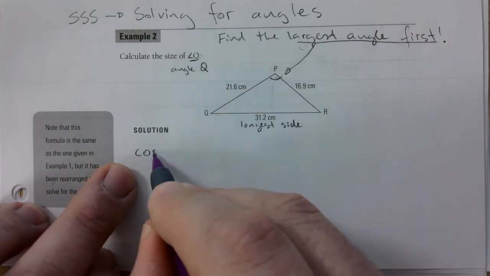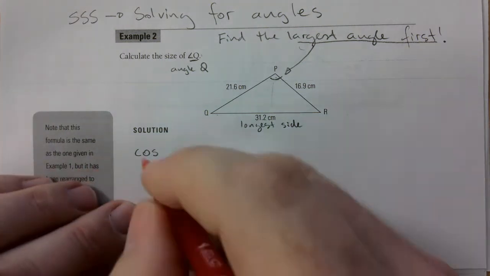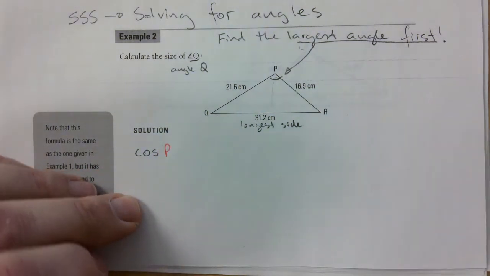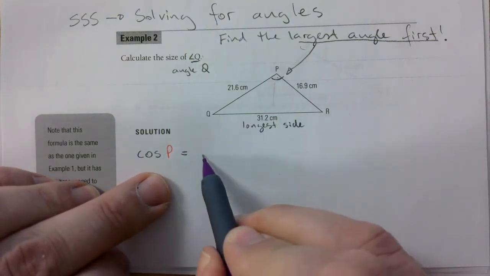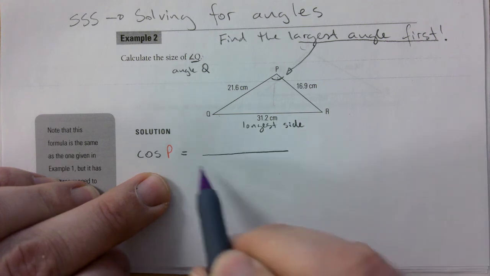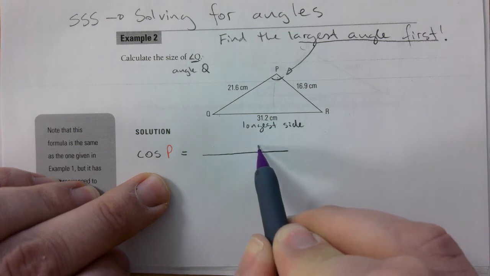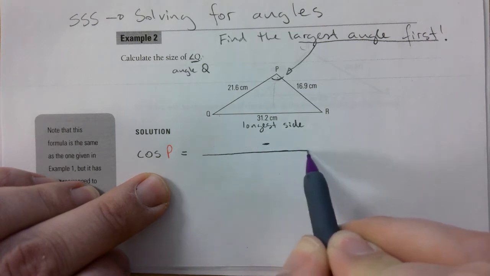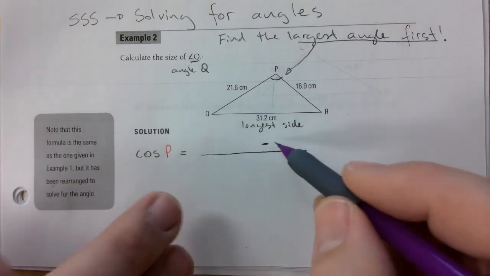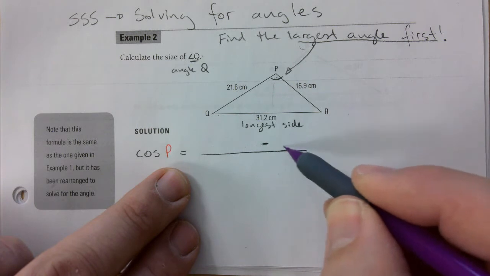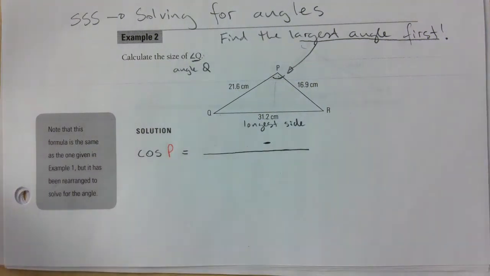So cosine of P, and I'll use a different color here, cosine of P is equal to, and then you put your line down here, okay? You're going to have to add two sides, and at the very end, you're going to have to subtract, okay? So you're going to add two things and subtract at the end. This is the one I want you to write down first. Which one are you going to subtract? You're going to subtract side P, right?